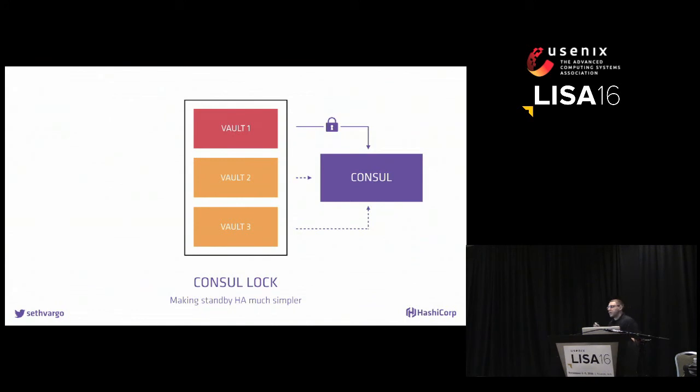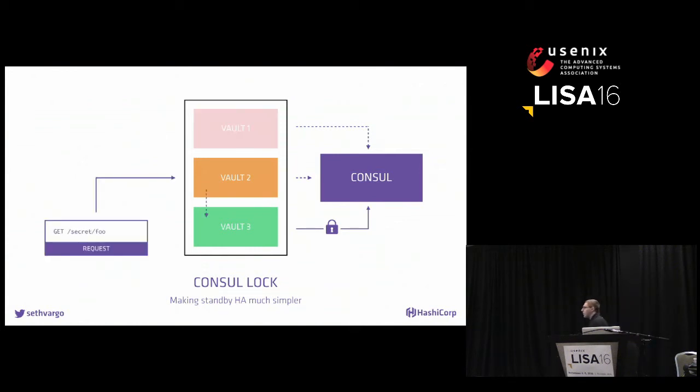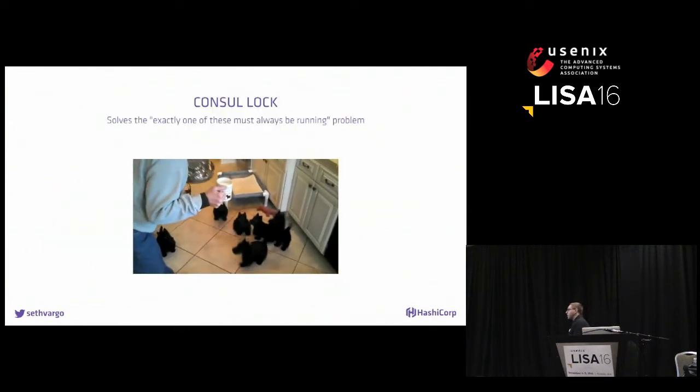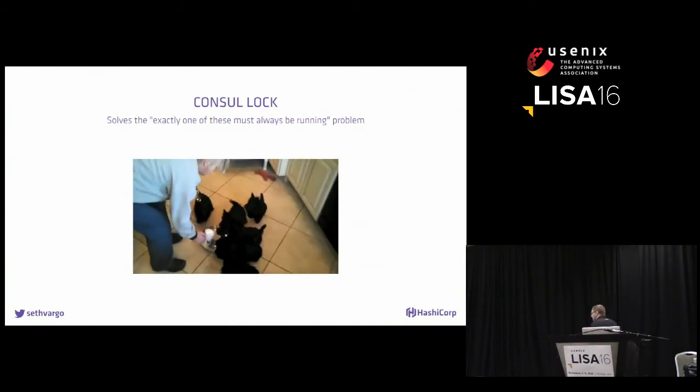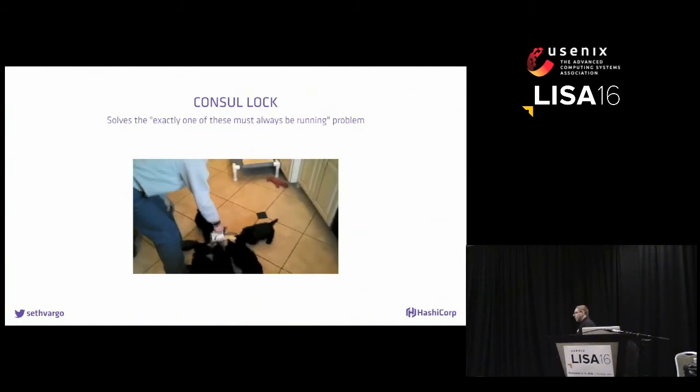If one of those nodes becomes unhealthy, all of this time, the second and third Vault have been trying to acquire a lock. So when Vault 1 becomes unhealthy, it loses the TTL on the lock. The other two are still contending for it. One of them will win, it becomes the leader, Vault 1 dies, and we repeat that process. Consul's now aware to forward requests to that one, and we have client-side leader election. It basically solves the "exactly one of this thing must be running" problem, which is a perfect time for an animated GIF.